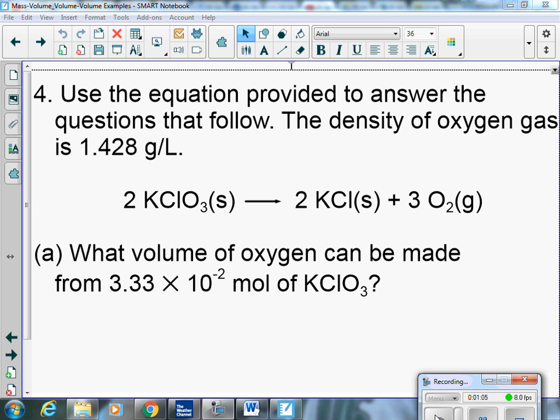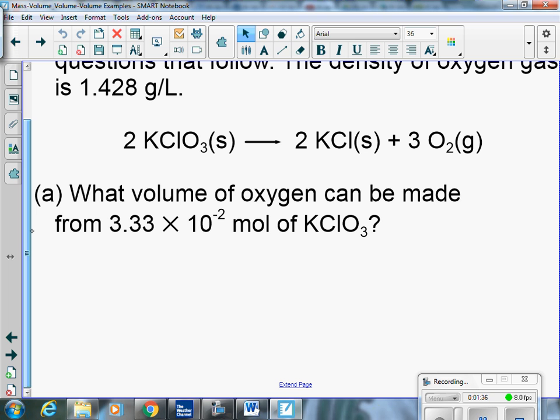Can I go from moles of potassium chlorate, which they give me, 3.33 times 10 to the negative second moles, can I go from moles of that to a mass of oxygen? Can I go from moles of potassium chlorate to a mass of oxygen? I can, absolutely. Okay, so I am going to do that first.